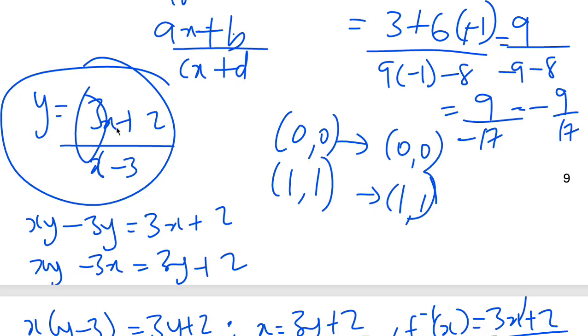You see that in this case, (ax + b) over (cx + d), a was what? 3, while d was what? Minus 3. So a was 3, d was minus 3, which is the opposite sign. So that's an indication that the inverse will be equal to the original function.